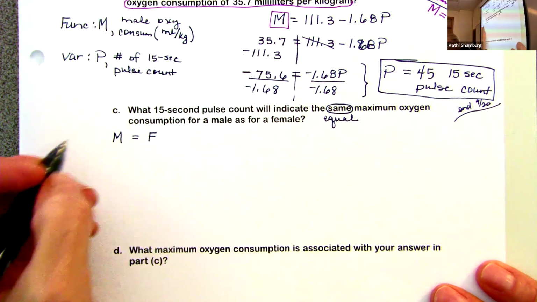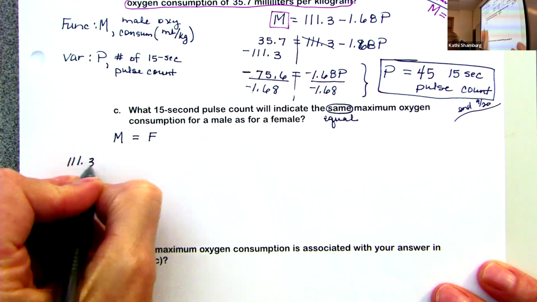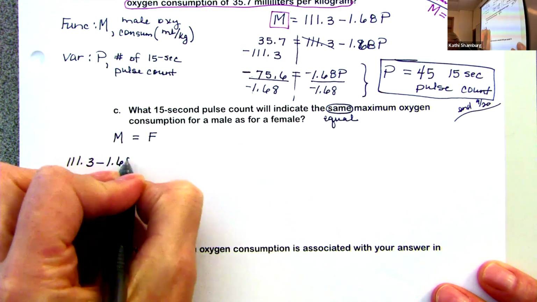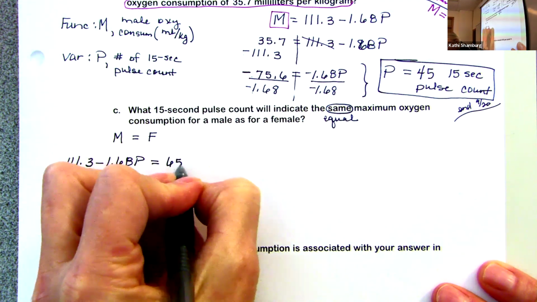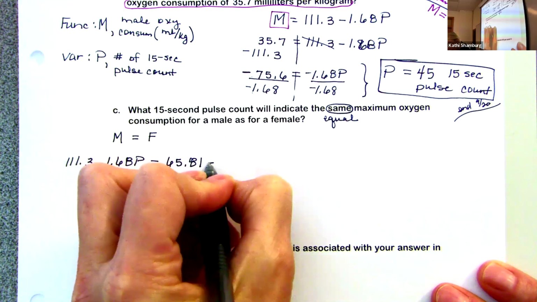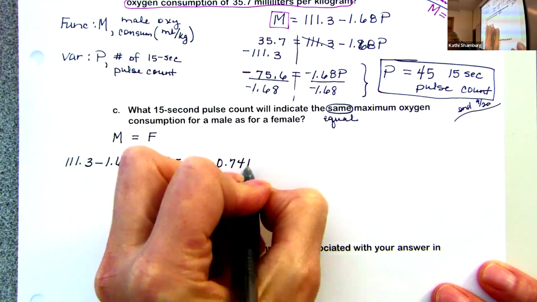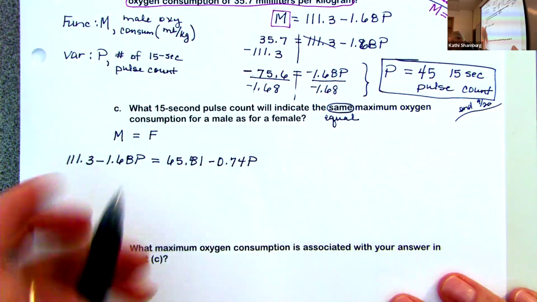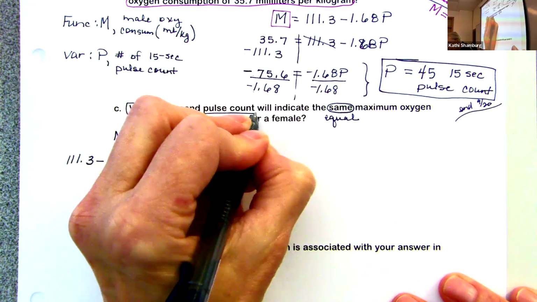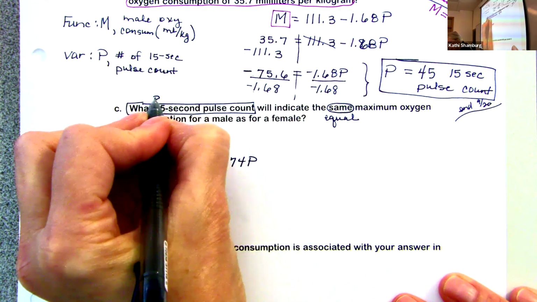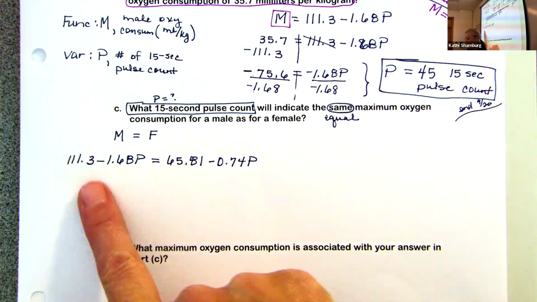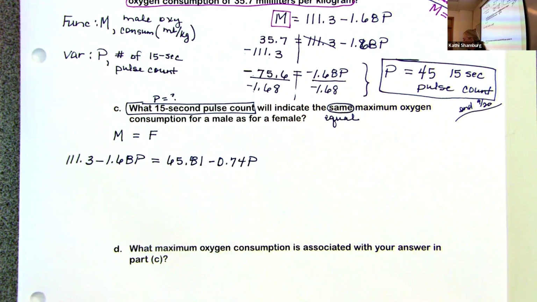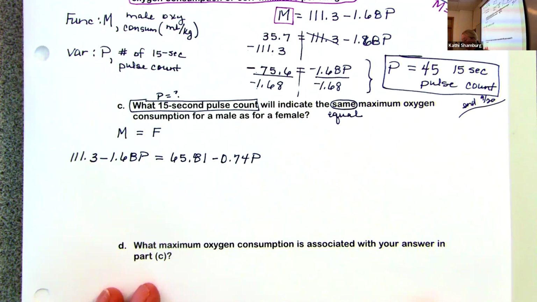So in place of M, we're going to put 111.3 minus 1.68P. And that is equal to my female function, 65.81 minus 0.74P. So they're wanting to know what 15-second pulse count. So they're asking us to find P. So I now have an equation where the only variable is P, so what we're going to do now is solve this for P.